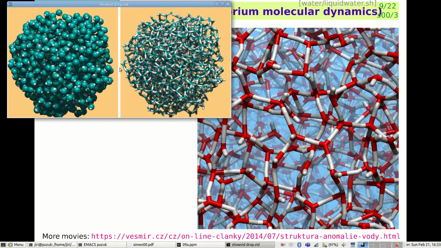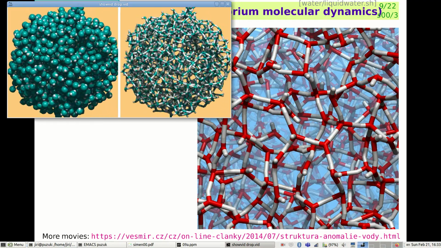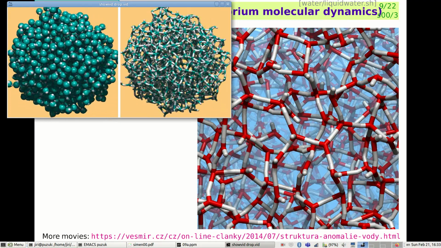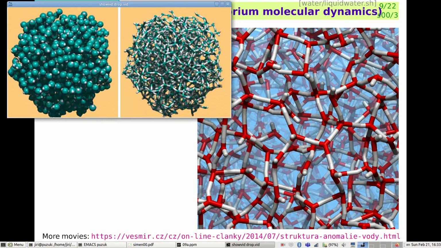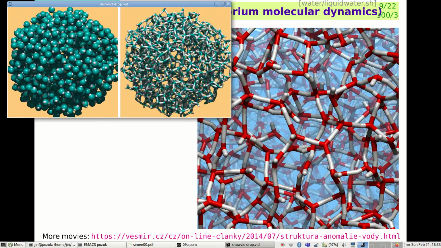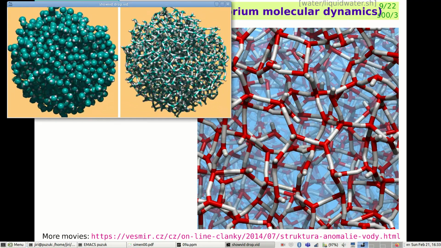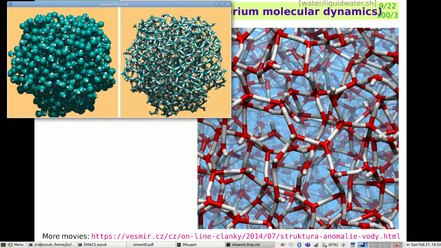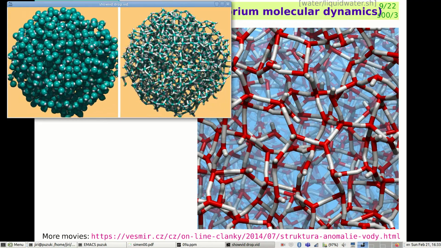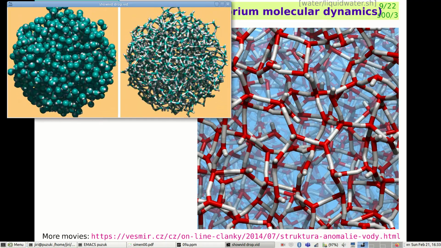Here is a simulation of a droplet of water. On the left you can see it using a ball model, and on the right hydrogen bonds are depicted. Because in a simulation we know everything about the system, we can calculate hydrogen bonds according to certain rules and study how the system evolves with respect to hydrogen bonds, and study the structure of the hydrogen bond network.